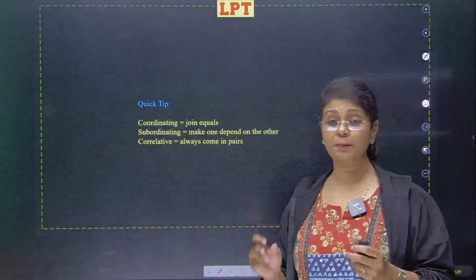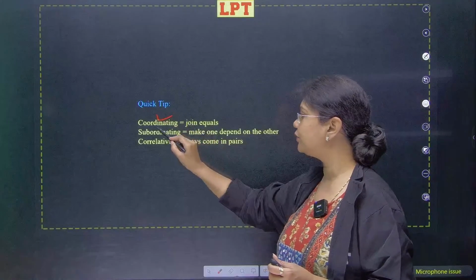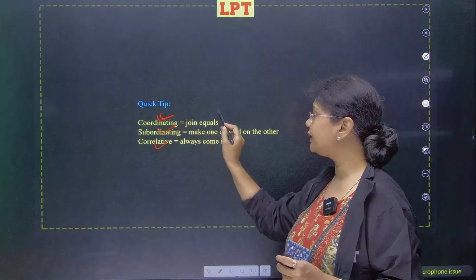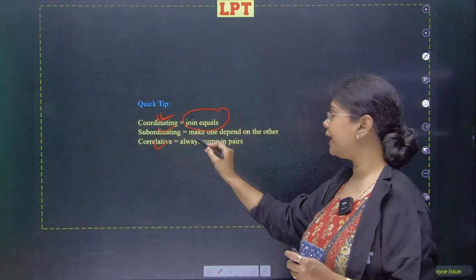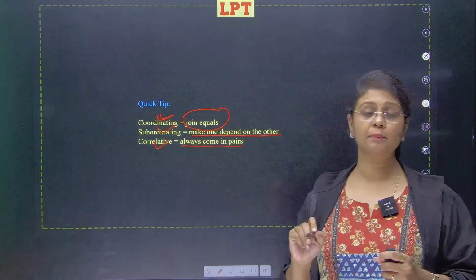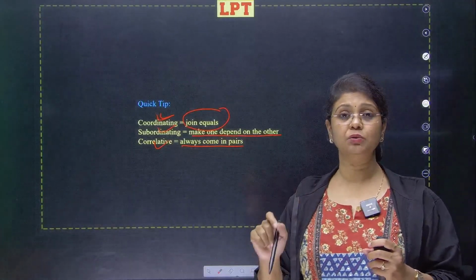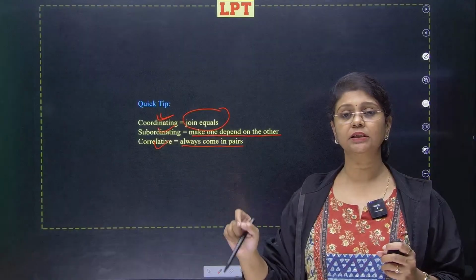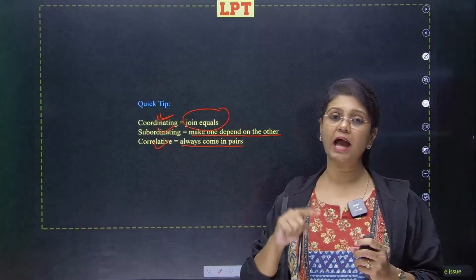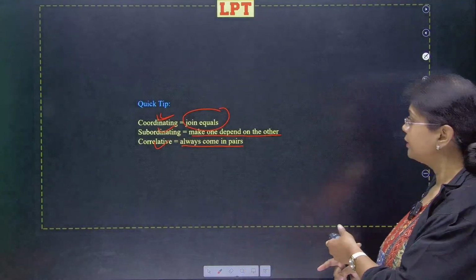Now, a quick tip as far as these three categories of conjunctions are concerned. You have coordinating, you have subordinating, you have correlative. Just remember, if it is coordinating, you join equals. Subordinating, make one depend on the other, and if it is correlative, they always come in pairs. One thing that you should be very clear about is that nobody is going to ask you what the categories of these conjunctions are, as long as you know how these conjunctions are used in the sentence, and you can learn to handle the rules as well as the practice questions.